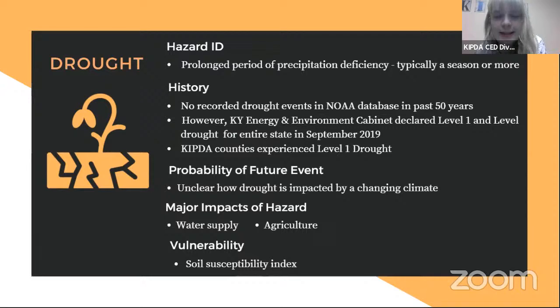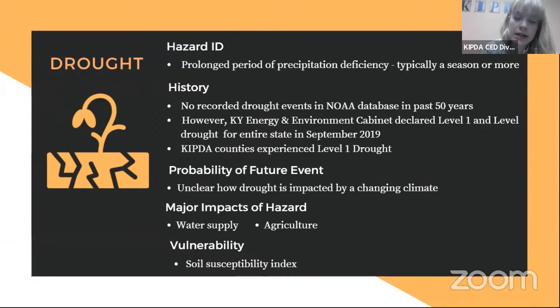of precipitation deficiency. The probability of this happening in the future is kind of unclear, especially since we don't have any annualized events for drought. And it's unclear how drought is impacted by a changing climate. And then the major impacts of drought. Drought's impacts, and this will be in our hazard mitigation plan, are mostly on our water supply and our agriculture.